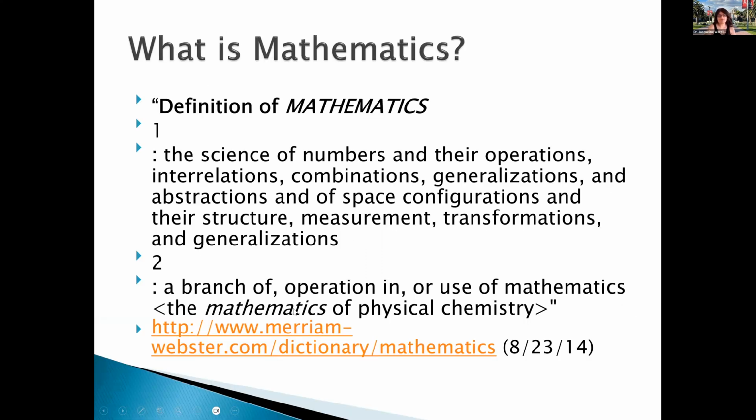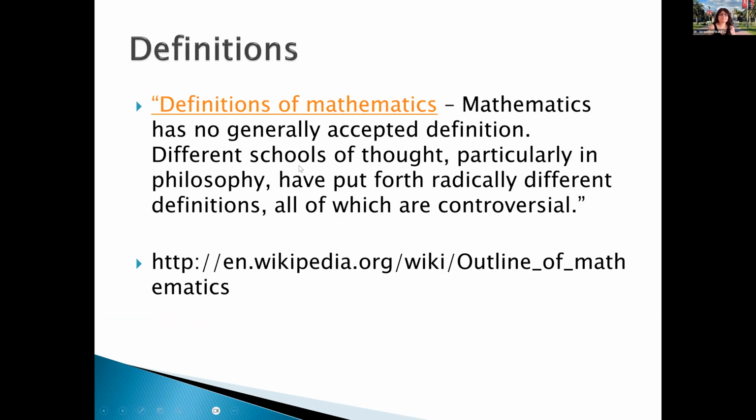Definition. So this is the Merriam-Webster definition, science of numbers, interrelation, combinations, generalizations, abstractions of space configurations, and there's blah, blah, blah, right? Wikipedia says math has no generally accepted definition, and that is so true, right? There are different schools of thought, especially in philosophy, that have put forth radically different definitions, all of which are controversial. Basically, we cannot agree on a single definition.